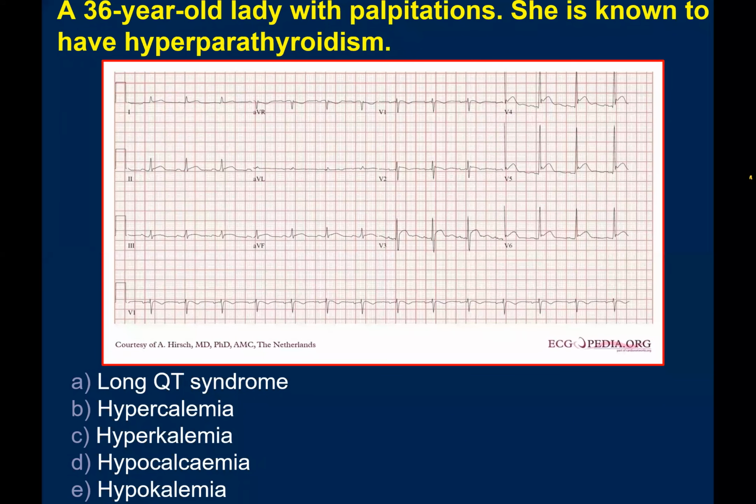Another electrolyte issue here. A 36-year-old lady, she's having palpitations, and she's known to have hyperparathyroidism. And this is the 12-lead ECG. What do you think of the 12-lead? What is the main abnormality here in the 12-lead ECG?